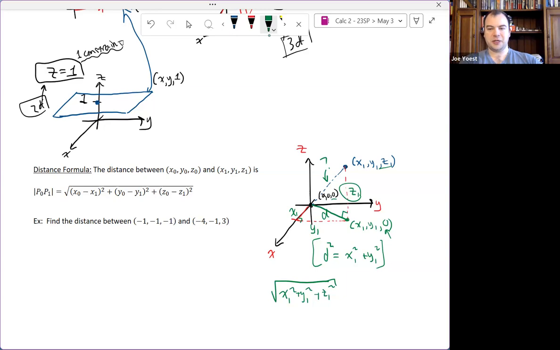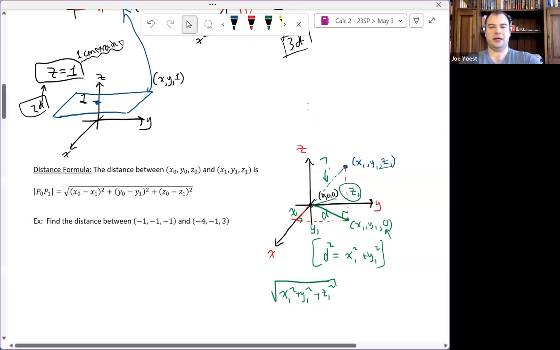I did it in the special case starting from the origin, but you can see that if we hadn't started from the origin, it would just be a little more subtraction and so on. But it's a very similar idea. So, just using the Pythagorean theorem twice: once in the xy plane, and then, once we get that straight line distance in the xy plane, using it in the vertical plane.